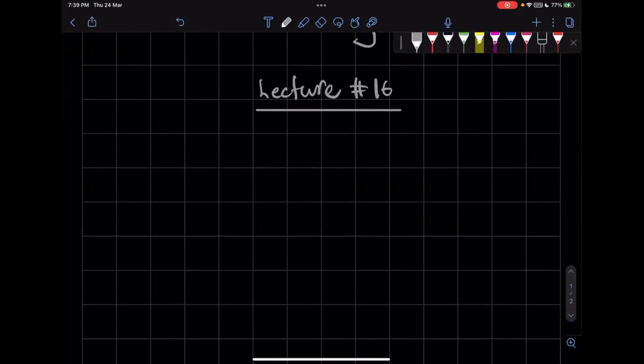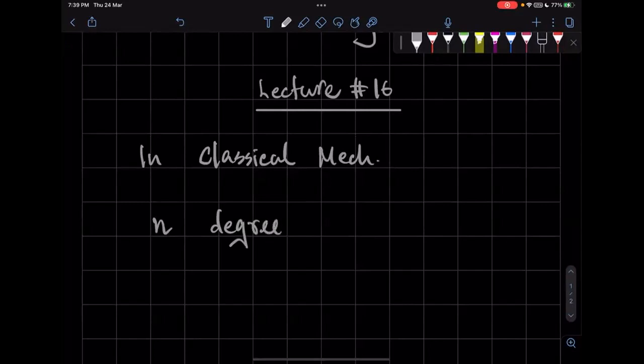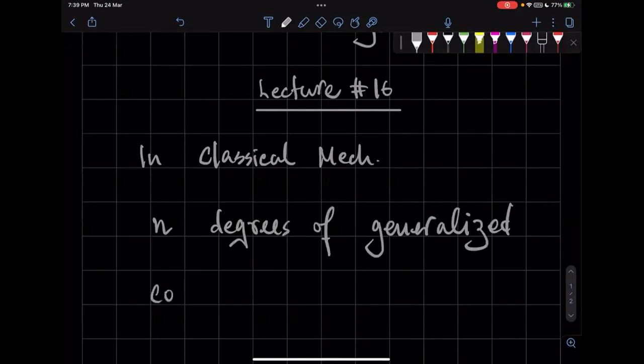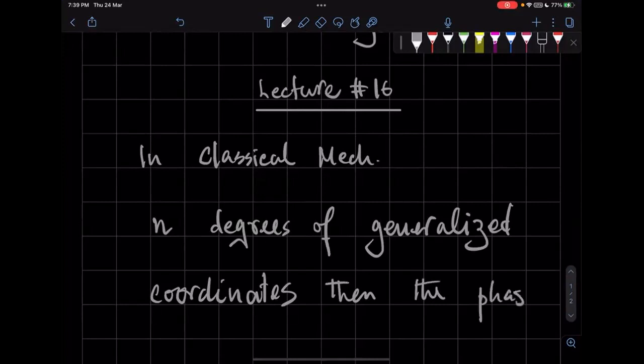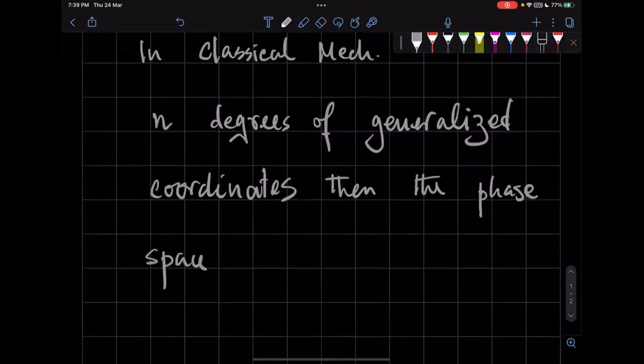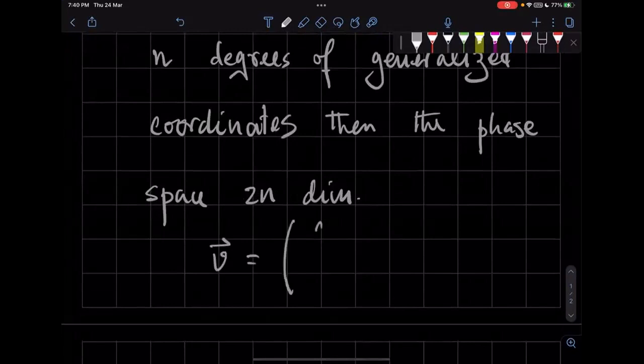Okay, so in classical mechanics, if you have a system with, say, n degrees of freedom or generalized coordinates, then the phase space is 2n dimensional, and a point in the phase space can be thought of as all the q_i's and the p_i's.